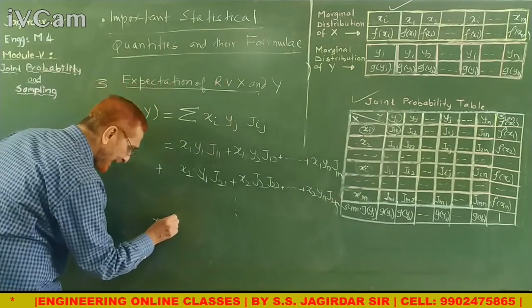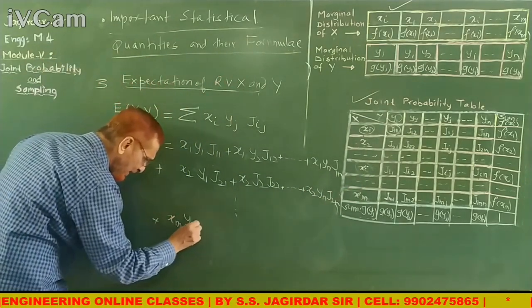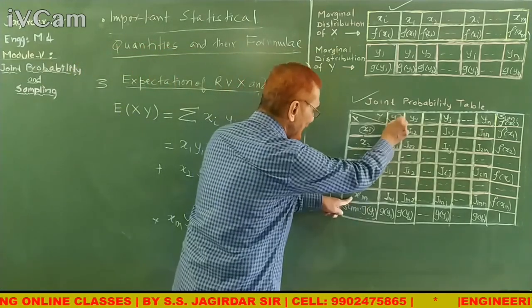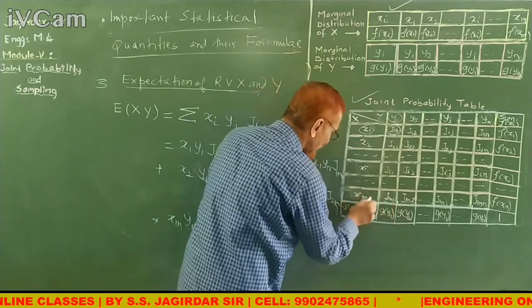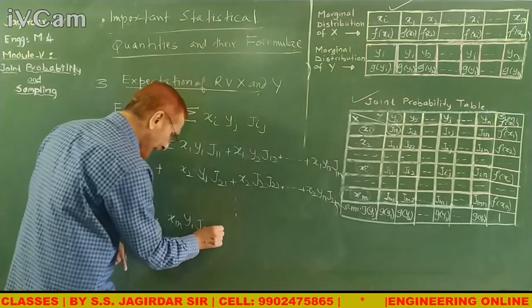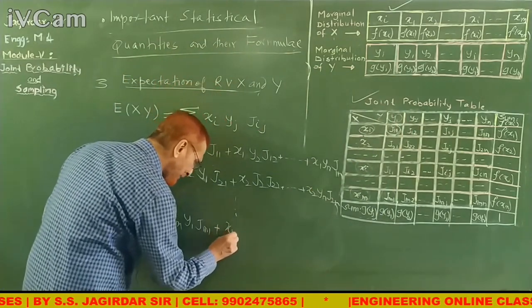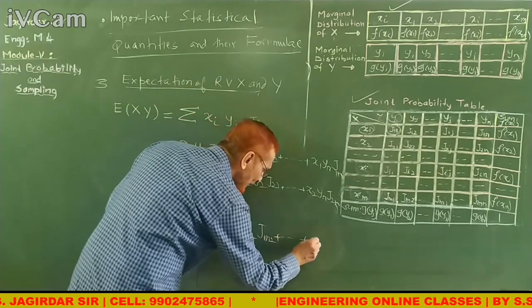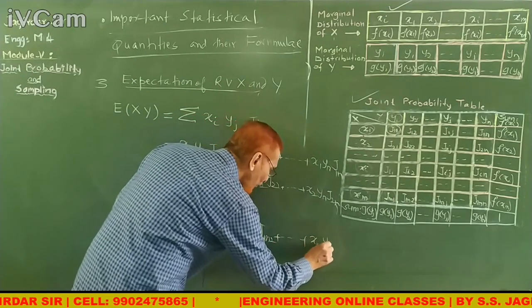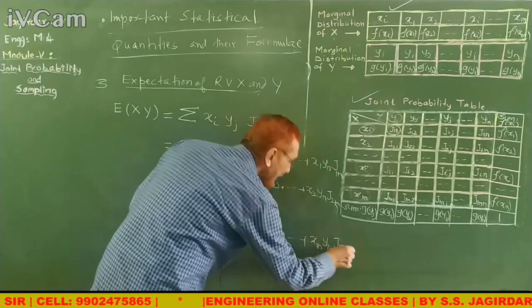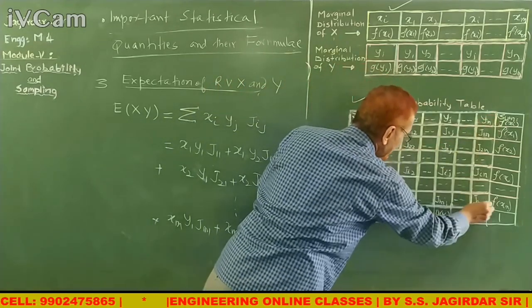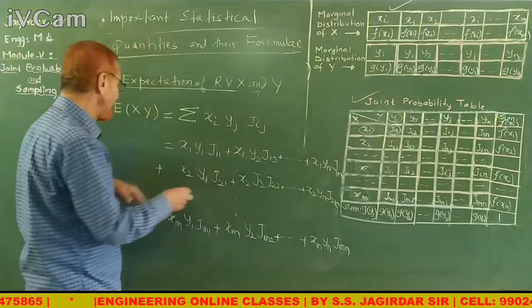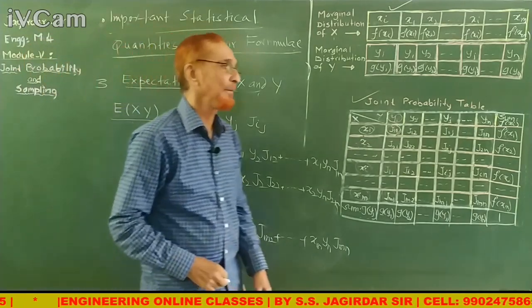What is this? That is xm, y1, jm1. See here, all these three values you have to multiply. Similarly you proceed further, xm, y2, jm2, and lastly you go to xm, yn, jmn. When you take all these sums, this will give you the expectation of XY, that is, X and Y both.